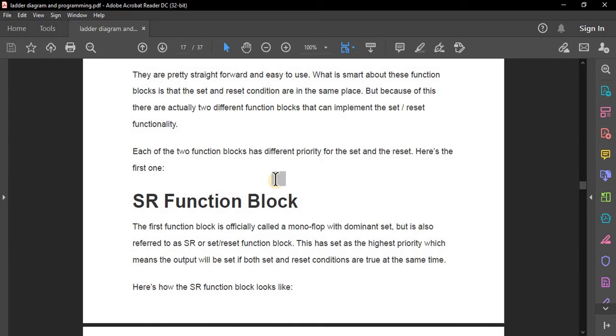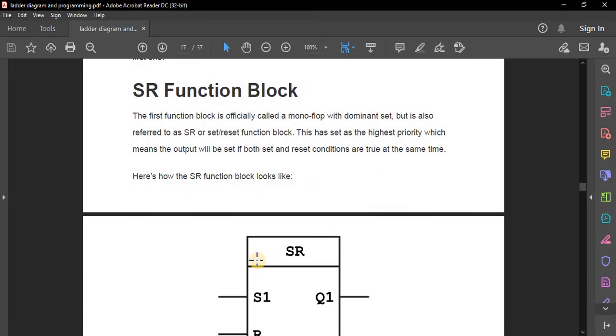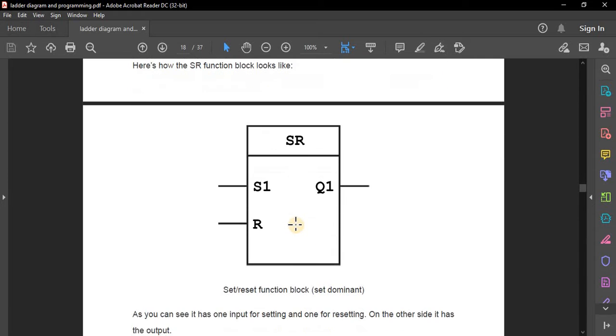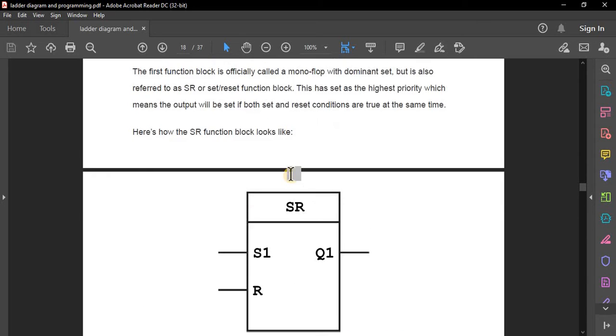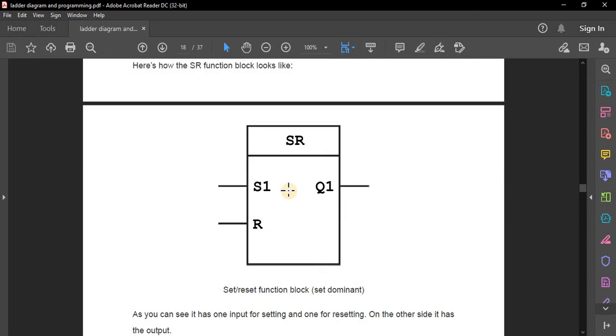This has set as the highest priority, which means that the output will be set if both set and reset conditions are true at the same time. For that purpose, the output will be set. Here I will show you the working of this SR function block.